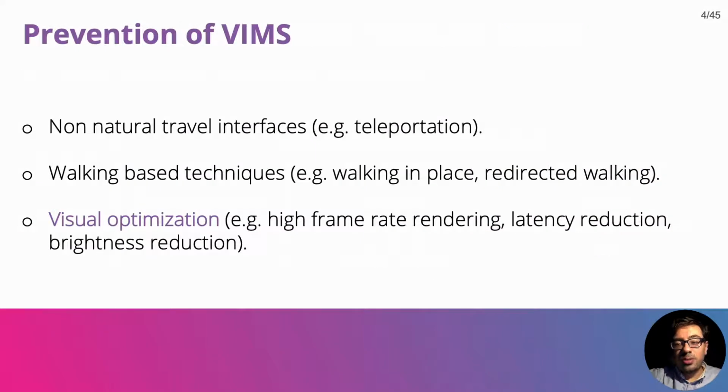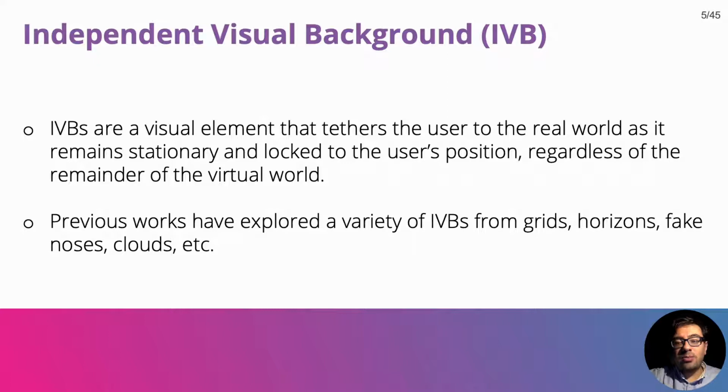Previous work offers multiple solutions to prevent VIMS, such as non-natural travel interfaces like teleportation, walking-based techniques like walking in place and redirected walking, and visual optimizations. We are particularly interested in the latter since they are applicable to 360 video, and will expand on two of such techniques. The first is independent visual background, IVB, where visual elements consistent with the real world serve as anchors when introduced into the virtual world. In previous works, IVBs used were grids, horizons, fake noses, clouds, among others.